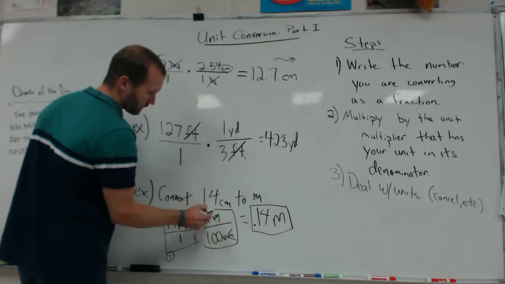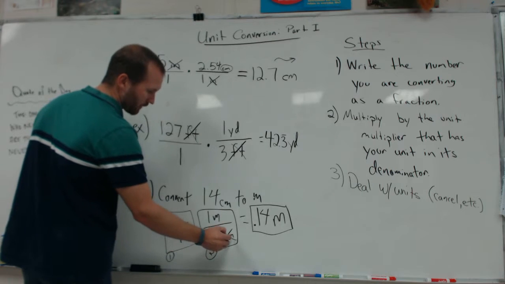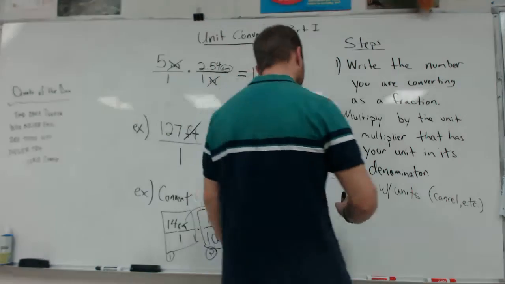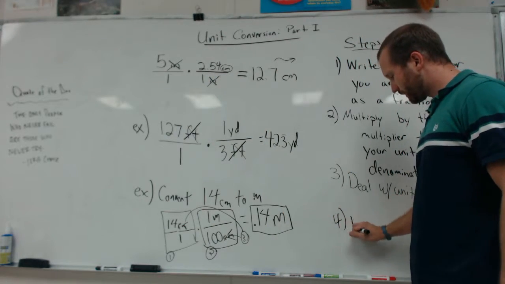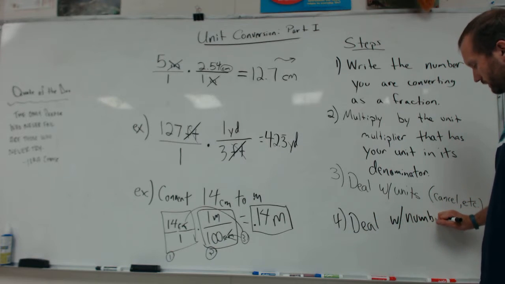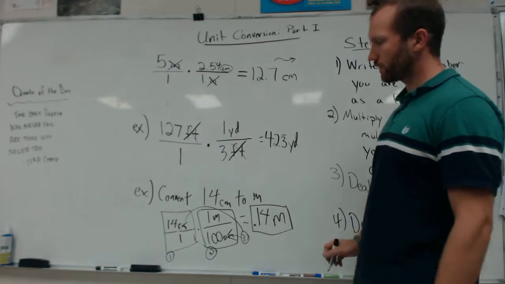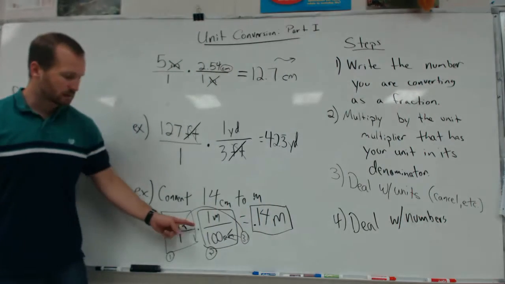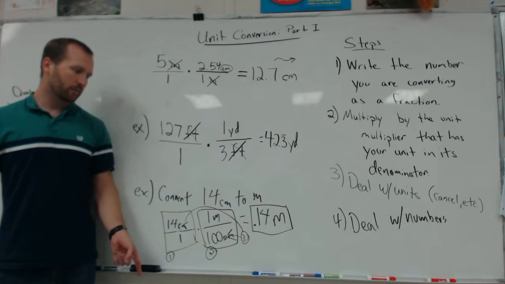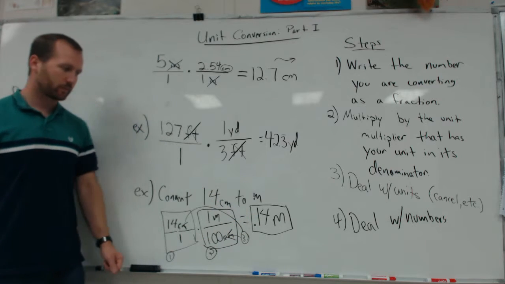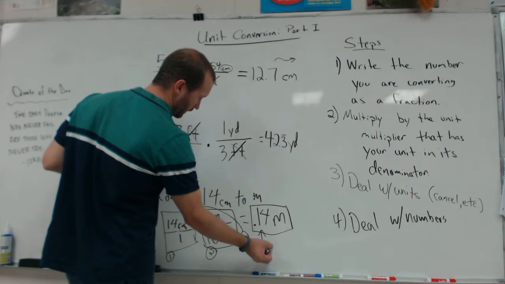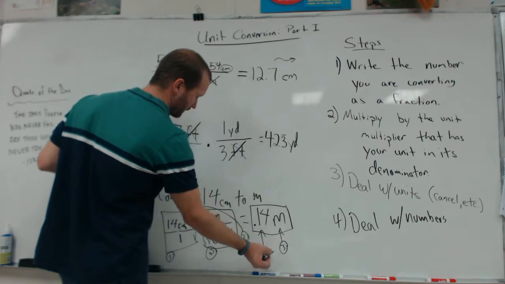So this is step 2, and this was step 3. Right? And then step 4, deal with the numbers. So I took 14 times 1, divided by 100, divided by 1, and I got 0.14. Right, so this is step 4. But this is part of step 3.